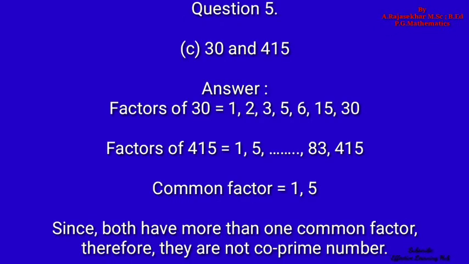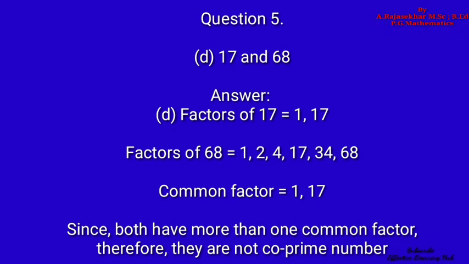Next, C question. 30 and 415. Factors of 30 are 1, 2, 3, 5, 6, 15 and 30. Factors of 415 are 1, 5, 83, 415. So the common factors are 1 and 5. Since both have more than one common factor, they are not co-prime numbers. More than one common factor means not co-prime.